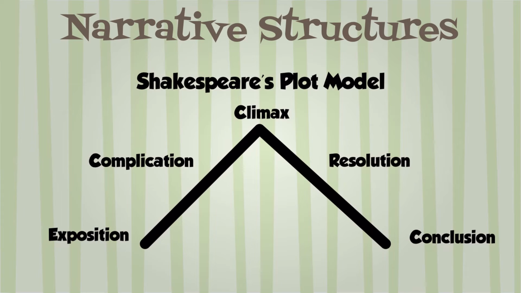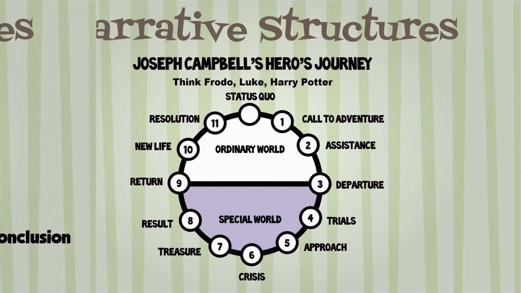Narrative structures. Shakespeare's plot model was discovered in 1863 by literary critic Gustav Freytag that followed a 5-act story arc used in all of the Bard's famous plays. Exposition through complication to climax is the rising action. Climax through resolution to conclusion is the falling action. This structure is also called Freytag's pyramid.